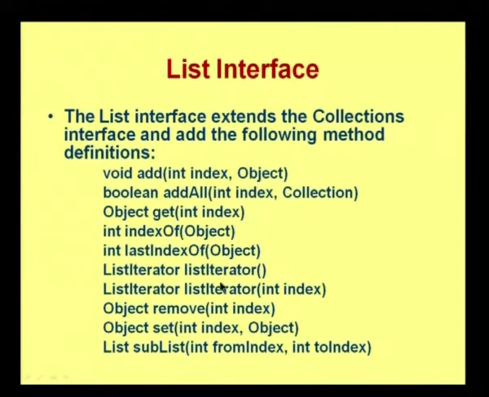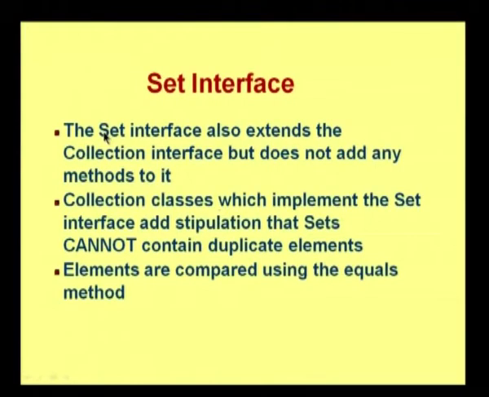I can use the list iterator, which will return me the elements that are available in the particular list. Then I can remove, I can set some value at that particular index, and then I can create a sub list. If I have 10 elements and I want another list to be created with 5 elements, starting from a particular index to the end index, I can very well create a sub list of it. Next is the set interface.